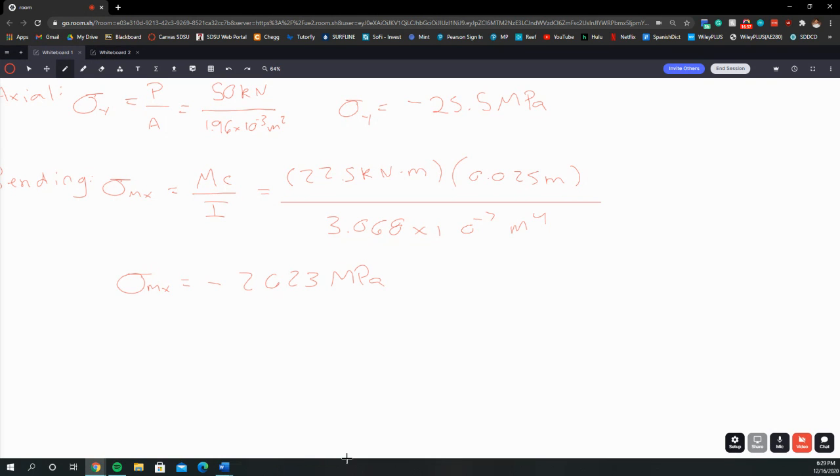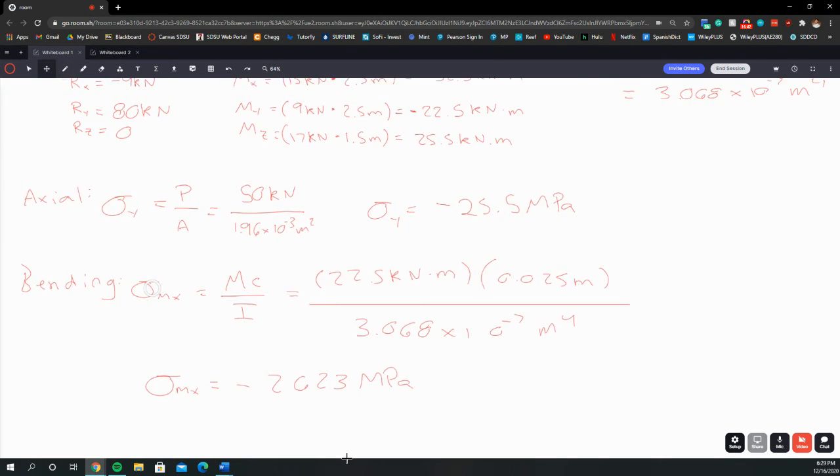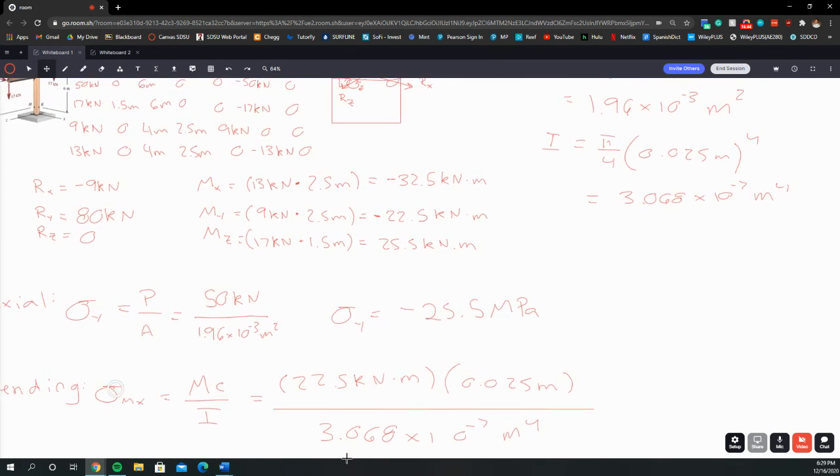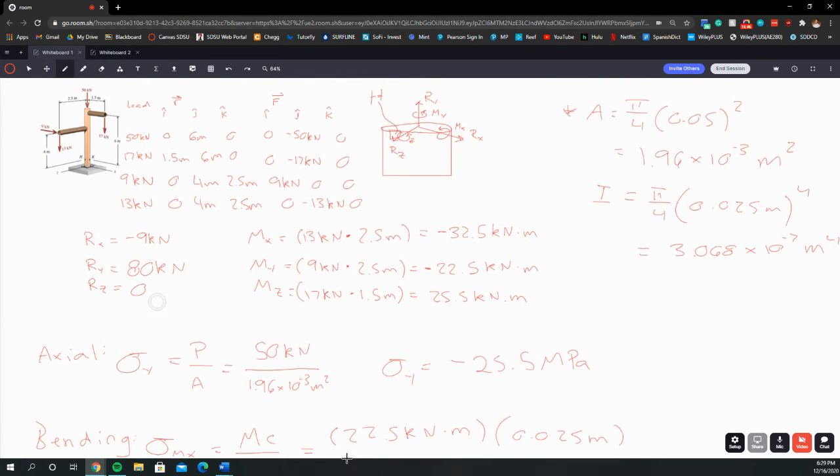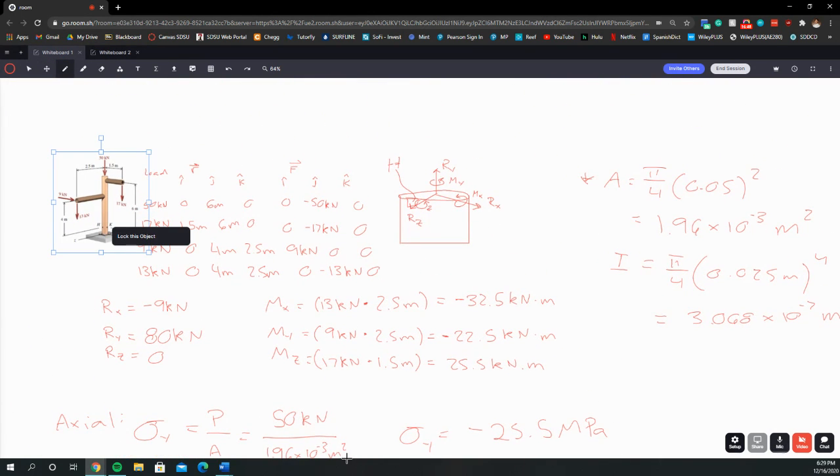So these are the only two loads that we have to worry about, because if we look at the 17 kilonewton load, the moment it's producing is like the plane is parallel to the plane that H is on. And since H is on the neutral axis of where it's taking the moment about, I don't know if that's the best way I could explain it.